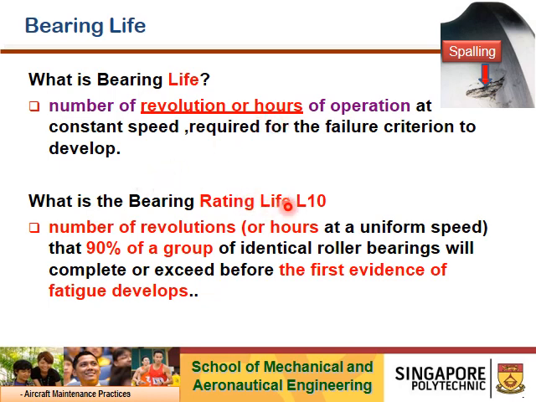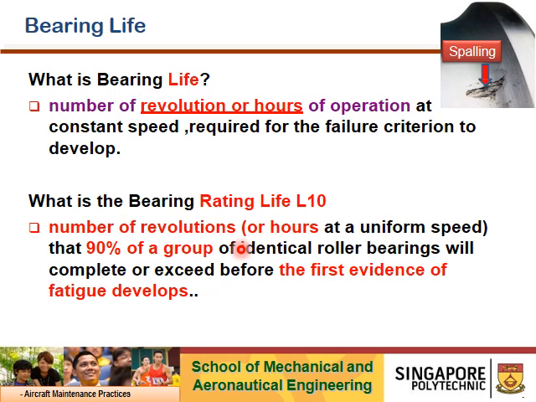When you see a rating life called L10, L represents life, 10. So what does this mean for bearing rating life L10? It's actually referring to the number of revolutions or hours at a uniform speed that 90% of a group of identical roller bearings, similar bore diameter, similar number, for example 6205, should complete or exceed before the first evidence of fatigue develops.